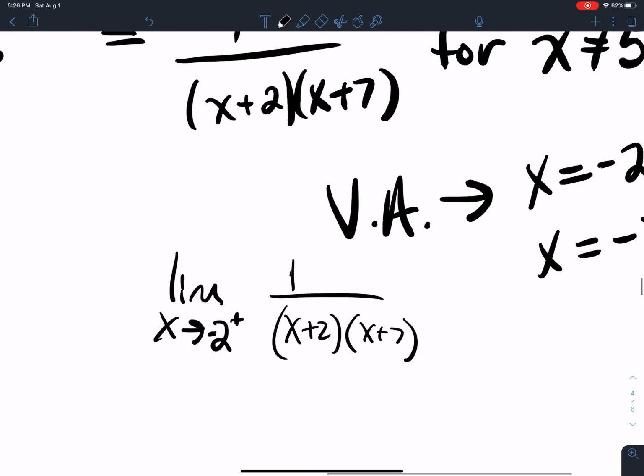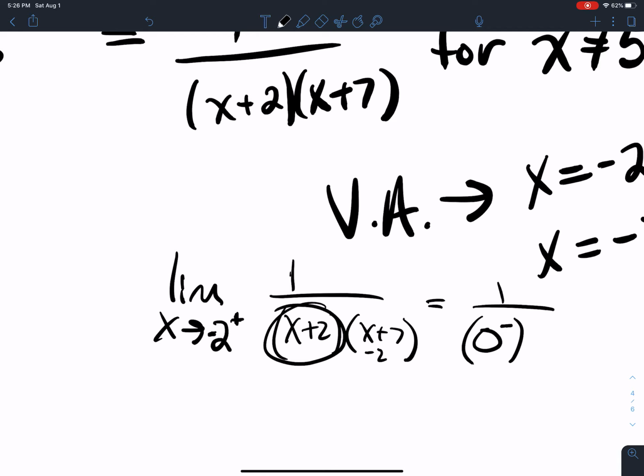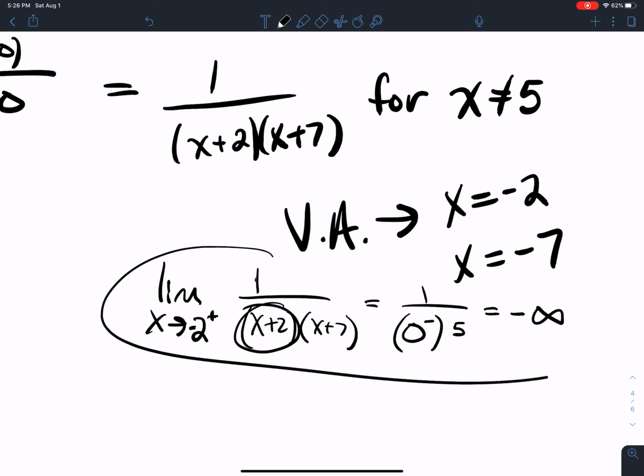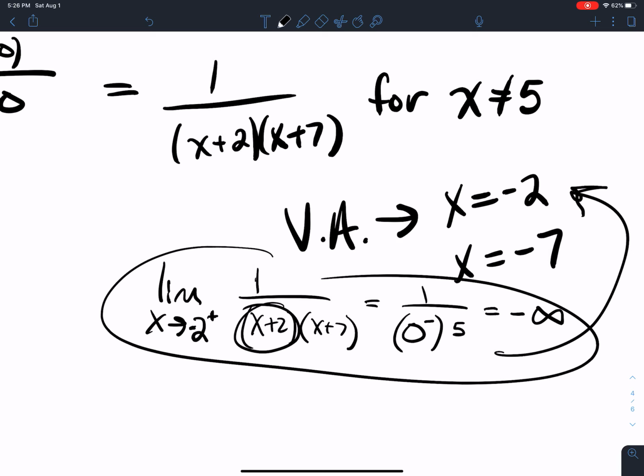And if I plug this in, what do I get? I get 1 over, something that's a little bit bigger than -2 makes that a -0. And then this one, a -2 and a 7 make 5, so that doesn't really do anything. So this is really 1 over a really small negative number, which is a really big negative number. So that goes to -infinity, which then tells me that this is true.